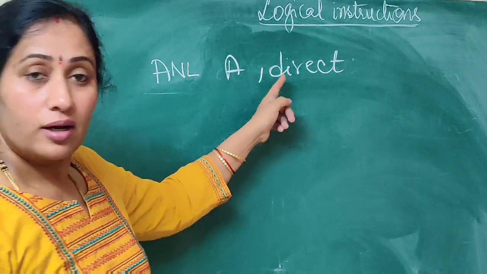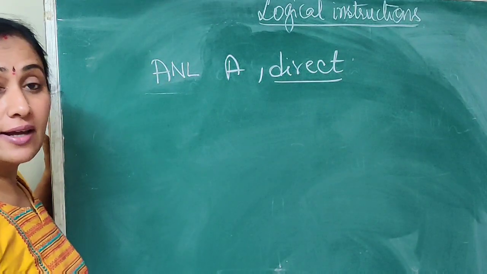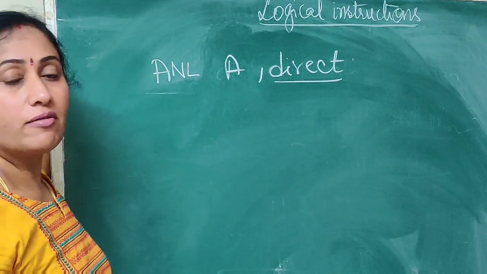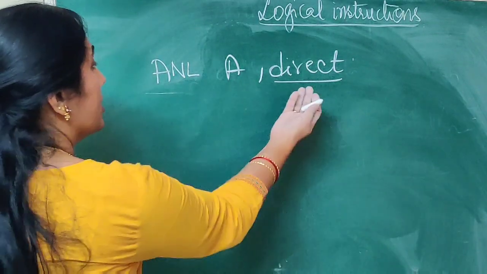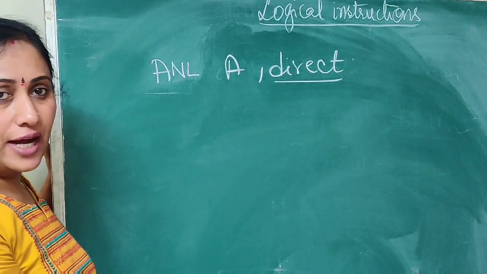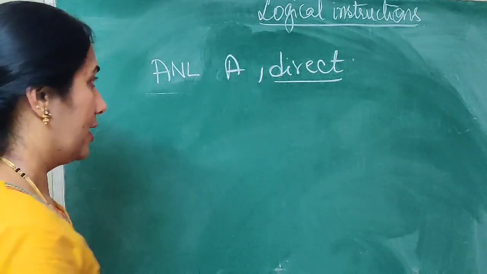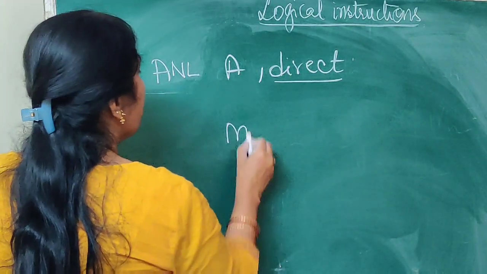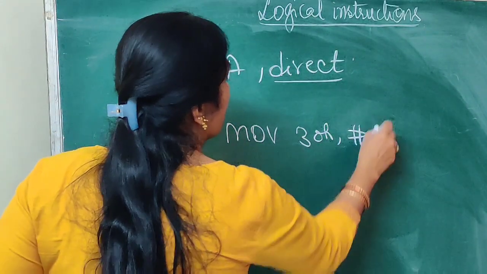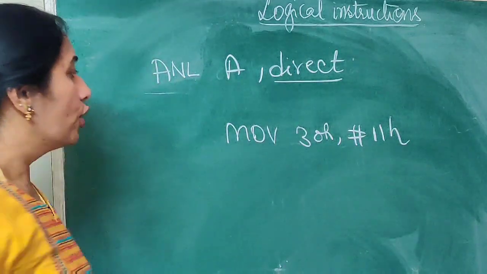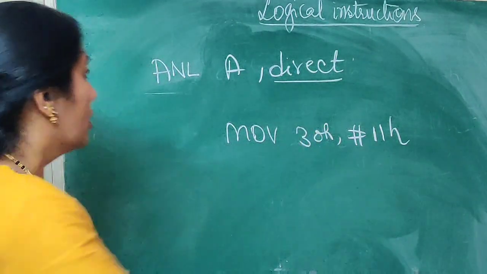ANL A, direct. Okay. So here the source which I have specified is the address of the memory location where the data is residing. The content of that particular memory location will get added with the contents of the accumulator, and the result is going to be placed in the accumulator. Let me take the example. Say MOV 30 hex, #11 hex. That means I have loaded 11 hex in the internal RAM, that is 30 hex.